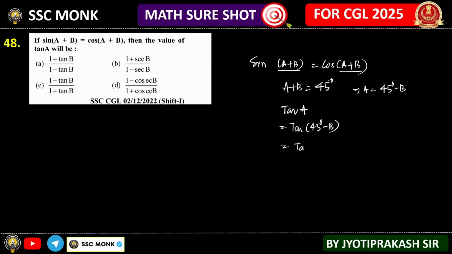So this can be written as tan of 45 degree minus B. So this can be written as tan 45 degree minus tan B divided by 1 plus tan 45 degree into tan B. Yes or no? Yes. So this can be written as 1 minus tan B by 1 plus tan B, because tan 45 degree value is equal to 1. Simple. Sorted. Option answer A.